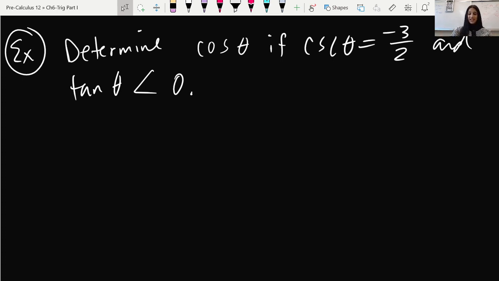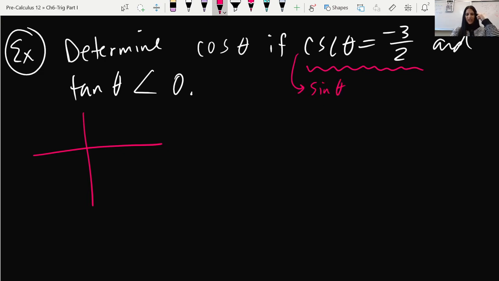It doesn't ask for this, but I think almost always it's helpful to draw out what we're dealing with. Drawing and thinking your way through it is really helpful in trying to organize and figure out what we have and what we're looking for. So this is telling me to determine cosine theta if cosecant theta is -3 over 2. Well, cosecant theta is the one that goes with sine theta. I think at the start, maybe it's helpful for us to think of it that way.